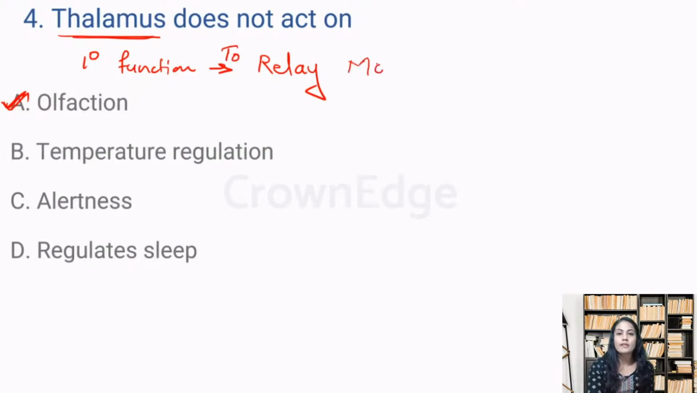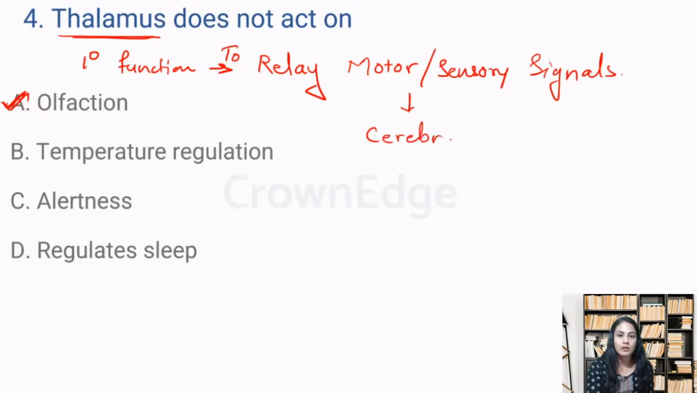that is, you can say motor or sensory information, or you can say signals, which are going to where? Cerebral cortex ultimately. Okay, so this is the primary function. Now in sensation, all general sensation like touch, pressure, vibration will be there, right? And in the special sensations like taste, vision, and hearing will be there.